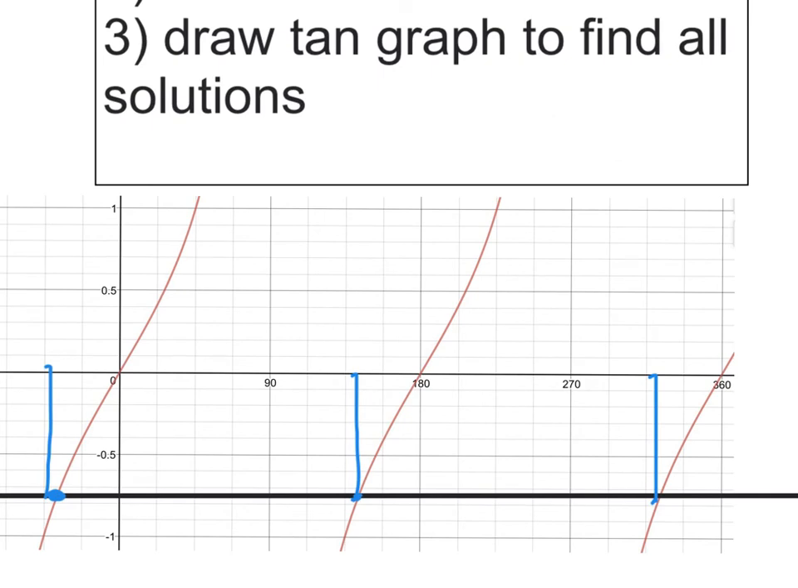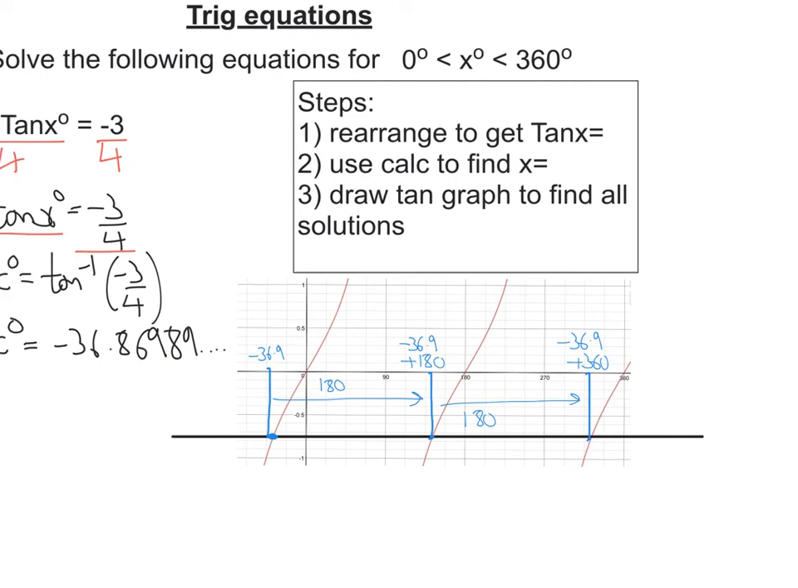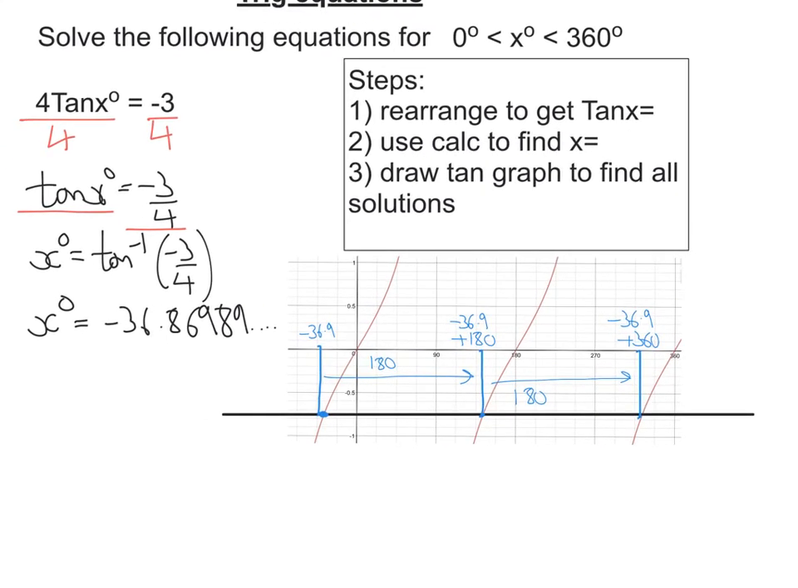So we know that this first one here is negative 36.9. Now the tan curve repeats itself every 180. So this one here should be negative 36.9 plus 180. And then it repeats itself again by 180. So this should be negative 36.9 plus 360. Okay, so let's finish this graph here. So negative 36.9 is not an answer, but we've got negative 36.9 plus 180 and negative 36.9 plus 360.